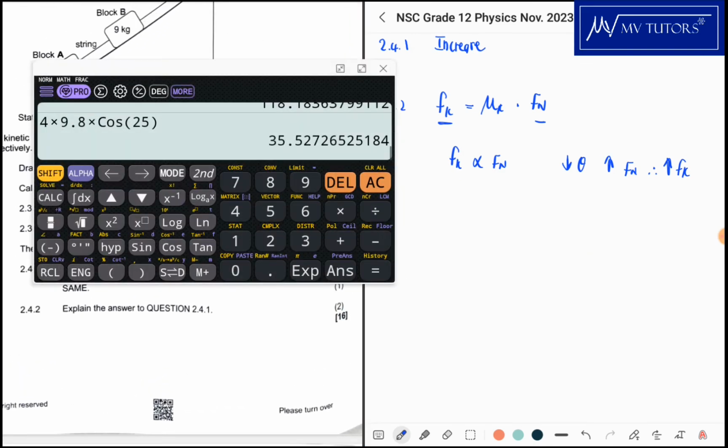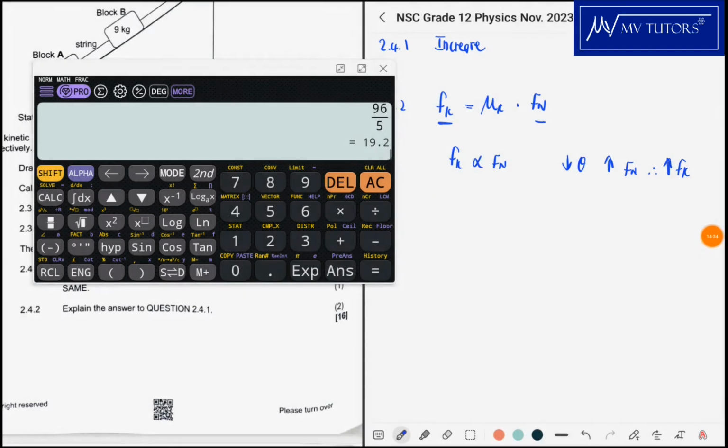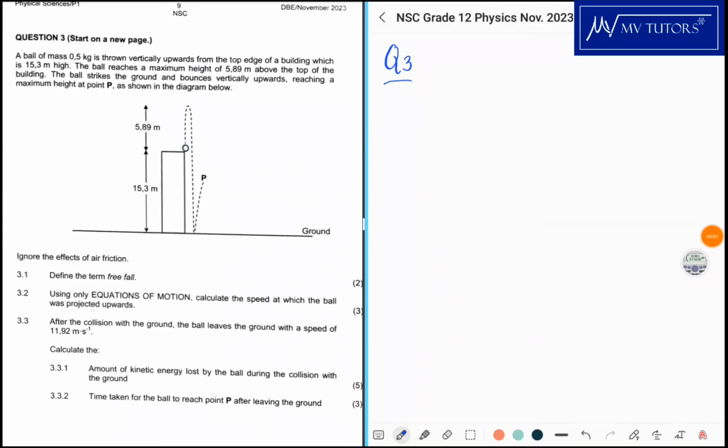It was 16 marks, so 16 times 1,2 should have spent 19,2 minutes. Let's see, where are we? We're at 14 minutes, so we saved some time. Question 3 looks like vertical projectile motion.